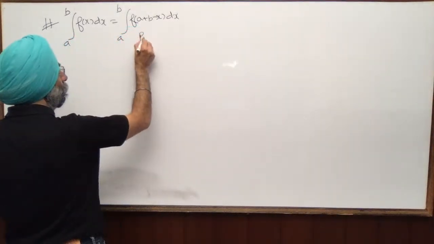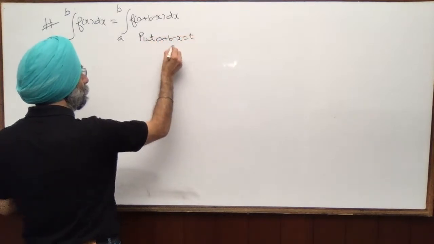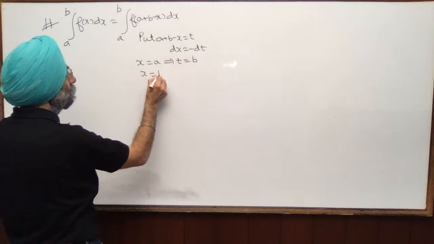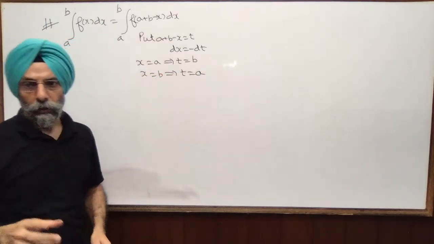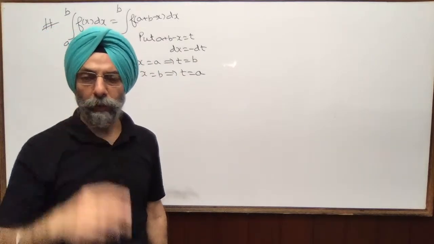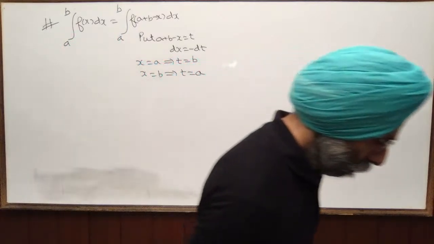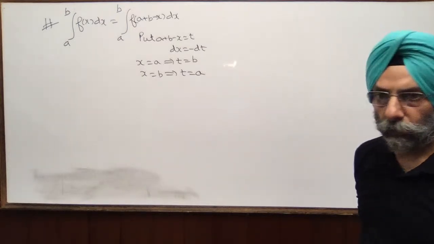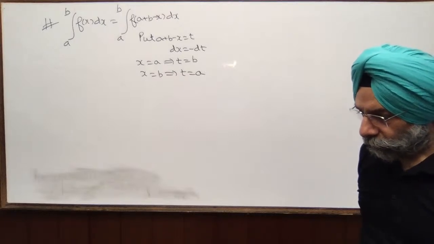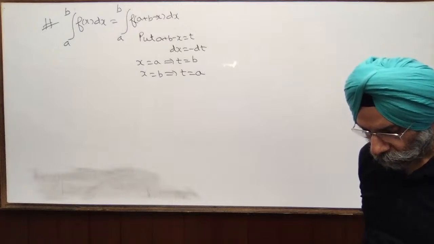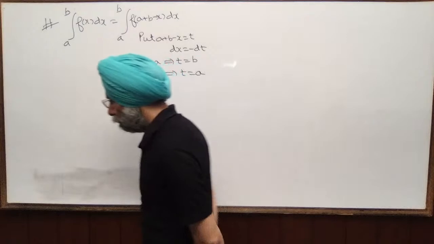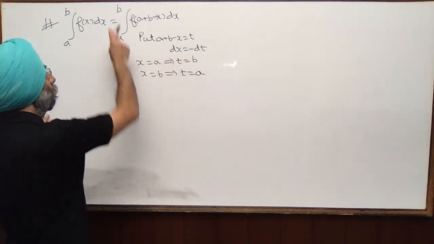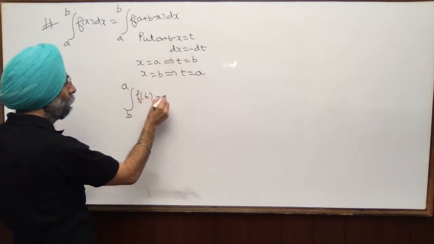So to prove this, put a plus b minus x is equal to t, dx is equal to minus dt. x is equal to a implies t is equal to b, and x is equal to b implies t is equal to a. Now I remember, before proving this we need to do one property first. Never mind, you note down up to here. When x is equal to a, t is equal to b. When x is equal to b, t is equal to a, f of t dt.